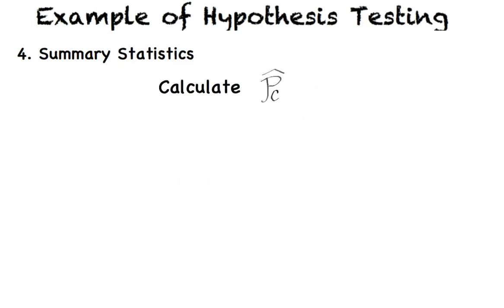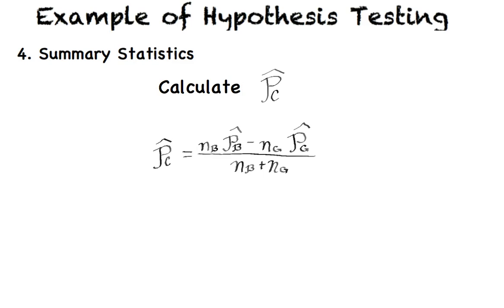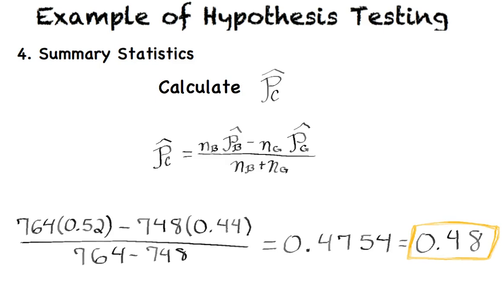We have one more thing to calculate for step 4, and that is the combined proportion p-hat. The formula is on the screen. Now we can substitute the numbers in, and combined proportion p-hat will be 0.4754. Because we've been rounding to 2 decimal points, we should keep it up, and it will be 0.48.